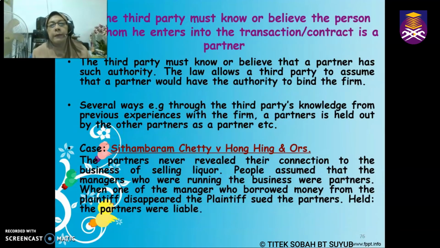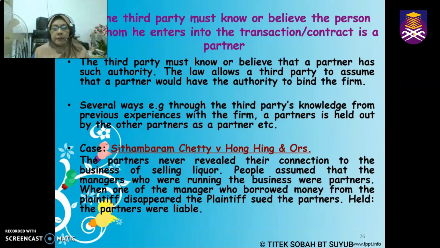Number three, the third party must know or believe that the person with whom he enters into the transaction or contract is a partner. If the third party, when he entered into the transaction, assumed and believed that this fellow has the authority to bind the firm, then under that situation alone, the said firm will be held liable.